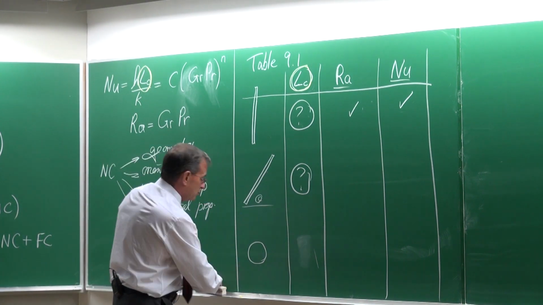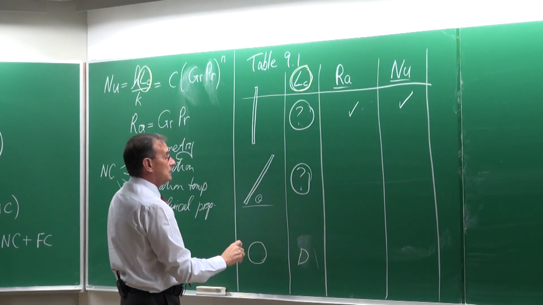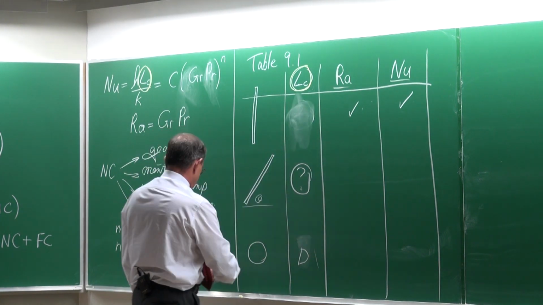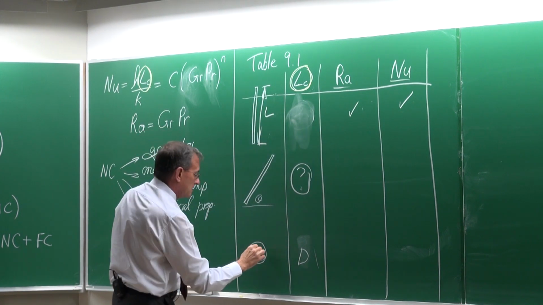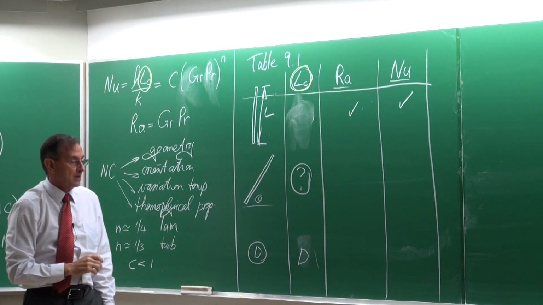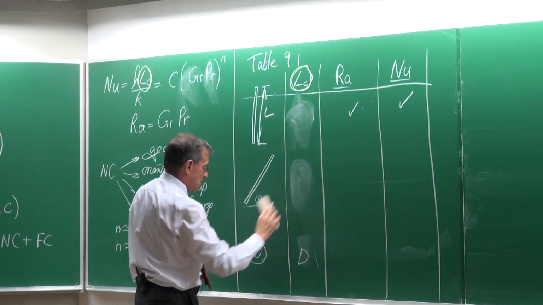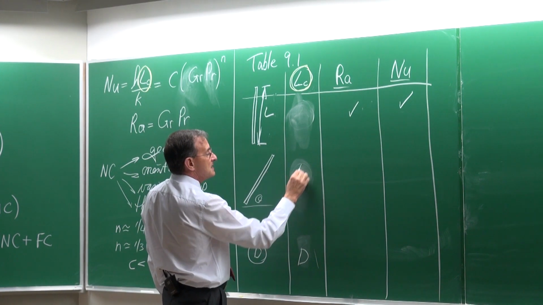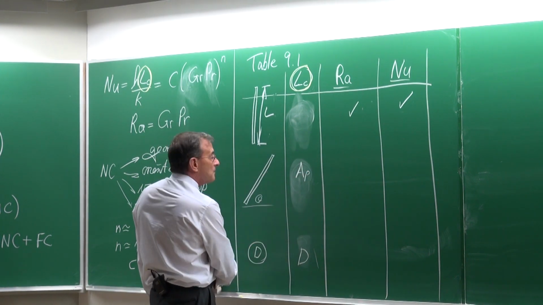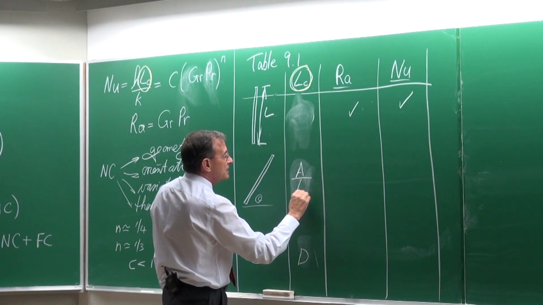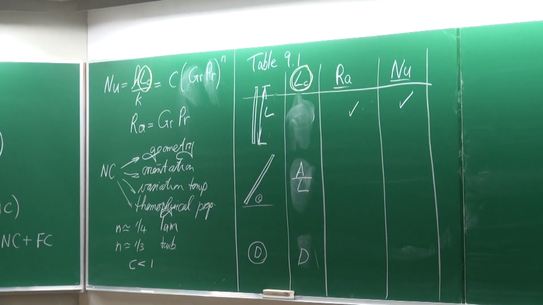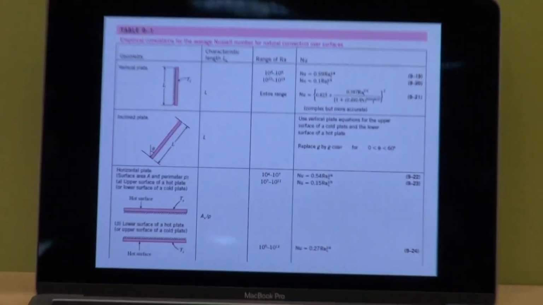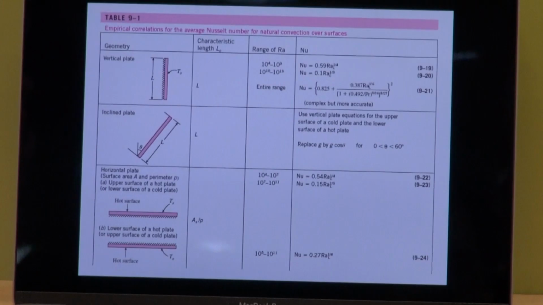So here, for example, it would be the diameter, and for that one it would be the length, that length there, and that diameter there. But then you'll get to ones where they say the characteristic length is equal to the surface area, for example, divided by L or P or something like that. You see that? So look in your textbook now at table 9.1. It's here on the PowerPoint.